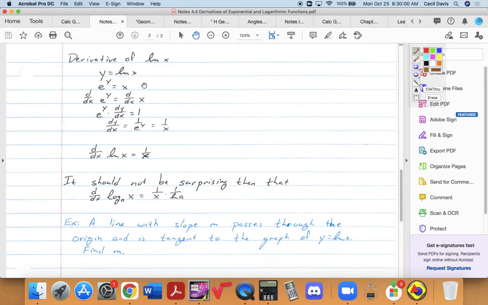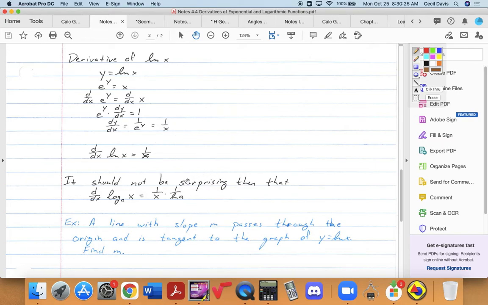This is sort of the same way we did those inverse trig functions, sort of the same idea. So now we take the derivative of e to the y, which would be the derivative with respect to x of x. So that's e to the y dy dx is equal to 1. So then solving for dy dx, we get 1 over e to the y, which is 1 over x.